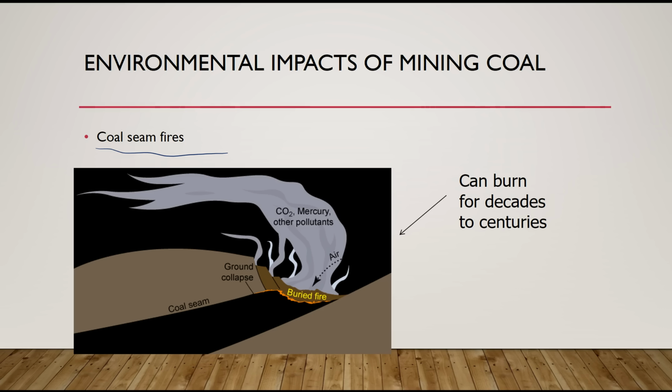And these seams, because they burn so slowly and there's so little oxygen, they tend to just kind of smolder over time. There have been coal seam fires that started decades ago, like in Colorado, that are still slowly but surely smoldering away. In that process, we're releasing some of the nasty things like carbon dioxide and mercury, right? And the ground collapses over time. So they've essentially had to abandon certain areas because of these coal seam fires.